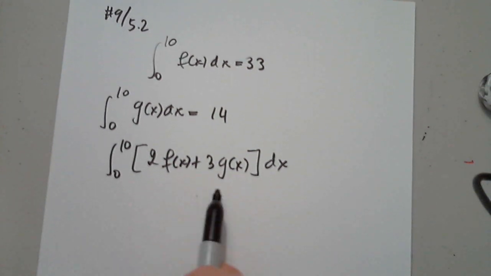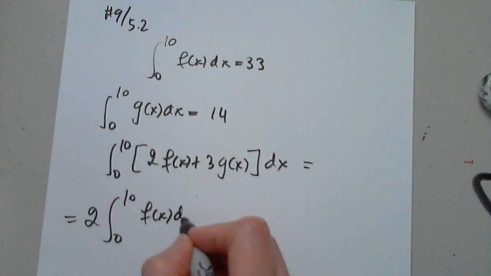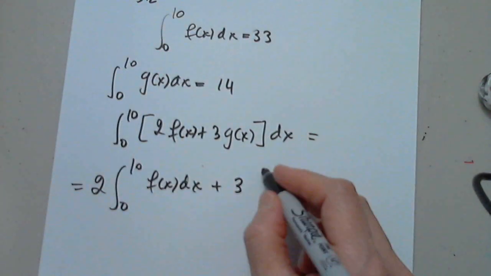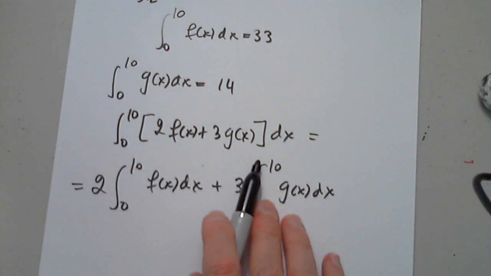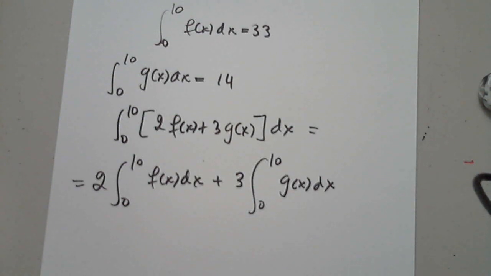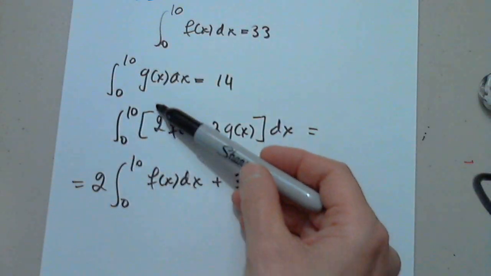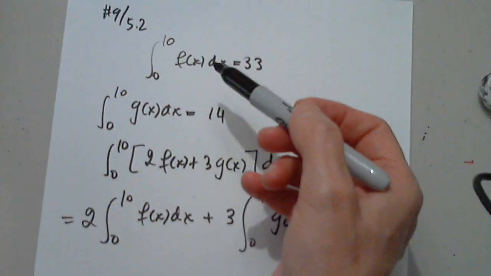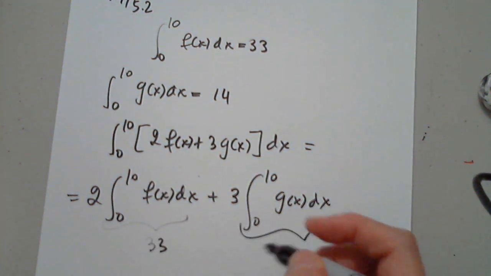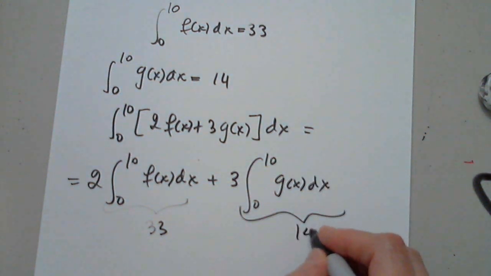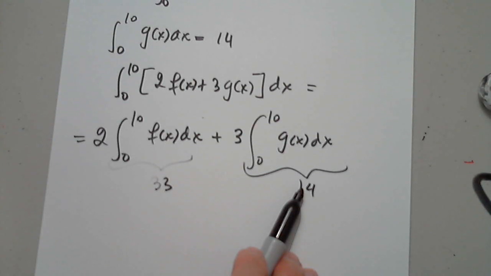So this integral is nothing else but twice the integral from 0 to 10 of f of x dx plus 3 times the integral from 0 to 10 of g of x dx. By the properties of the definite integral, this is the integral of the first plus the integral of the second. And also the constant goes outside. And we have the integral from 0 to 10 of f of x, which is 33. And we have the integral from 0 to 10 of g of x, which is 14. So all we need to do is multiply 2 by 33 plus 3 times 14.